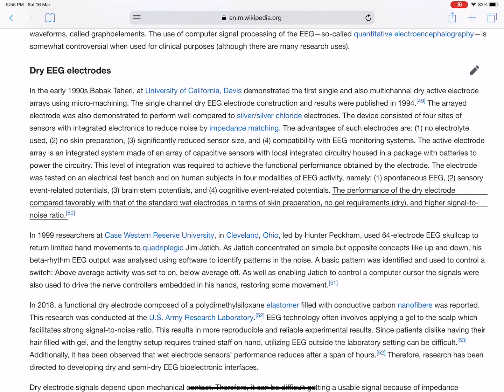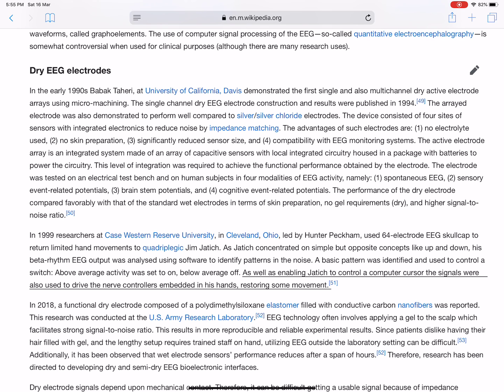In 1999, researchers at Case Western Reserve University, in Cleveland, Ohio, led by Hunter Peckham, used an electrode EEG skullcap to return limited hand movements to quadriplegic Jim Jatich. As Jatich concentrated on simple but opposite concepts like up and down, his beta rhythm EEG output was analyzed using software to identify patterns in the noise. A basic pattern was identified and used to control a switch. Above average activity was set to on, below average off, as well as enabling Jatich to control a computer cursor. The signals were also used to drive the nerve controllers embedded in his hands, restoring some movement.